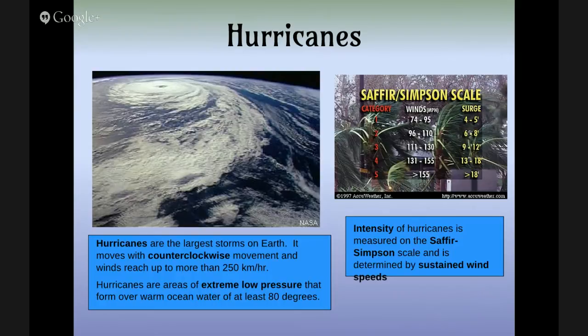All right, so taking a look at this Saffir-Simpson scale, hurricanes are measured by wind speed. And these hurricanes are pretty massive. The ingredients required for a hurricane to continue are warmth, moisture, and rotation. And that rotation comes from the Coriolis effect, which comes from the rotation of Earth.